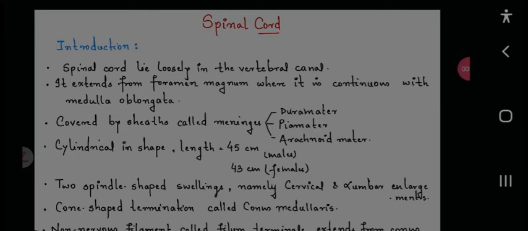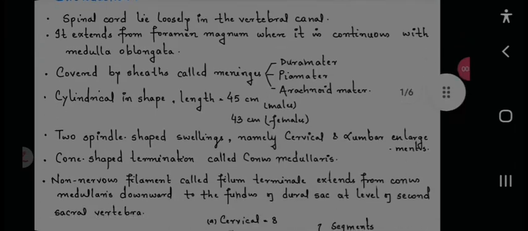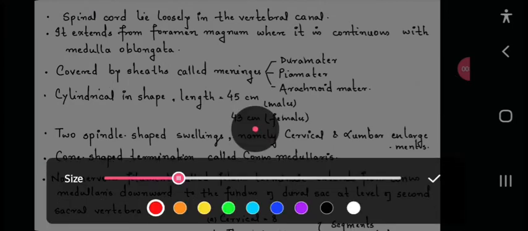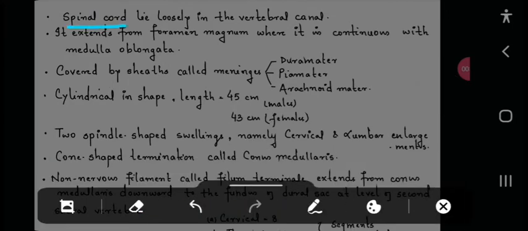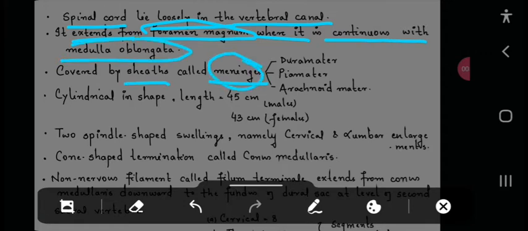So let's get started. Spinal cord. The spinal cord lies loosely in the vertebral column. It extends from the foramen magnum, where it is continuous with the medulla oblongata, covered with sheaths called meninges: dura mater, pia mater, and arachnoid mater.